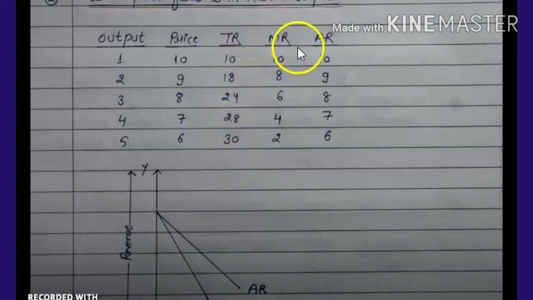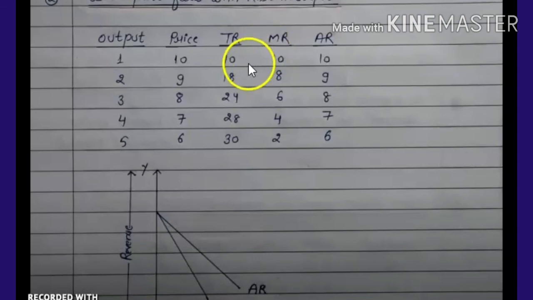And as you know, price will always be equal to AR, so the same is the condition here. The AR is stated as 10, 9, 8, 7, 6, and in the difference between the two, we can say that the marginal return from each is going on diminishing.